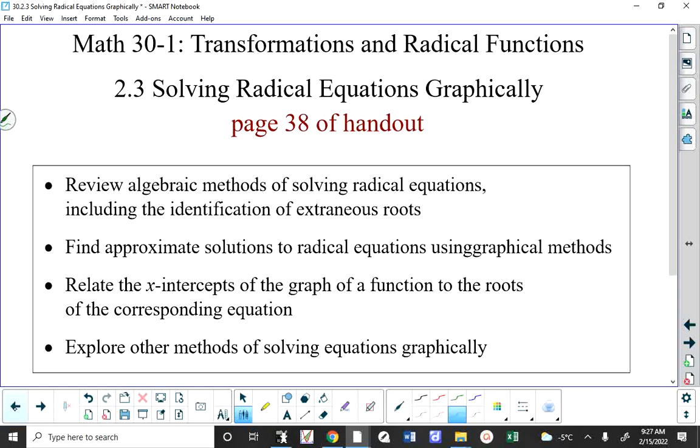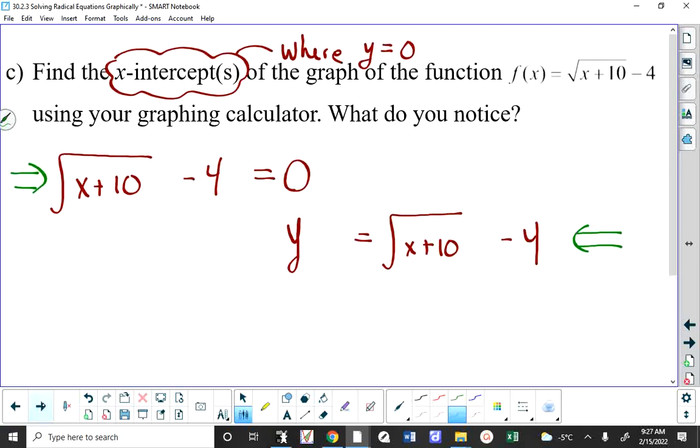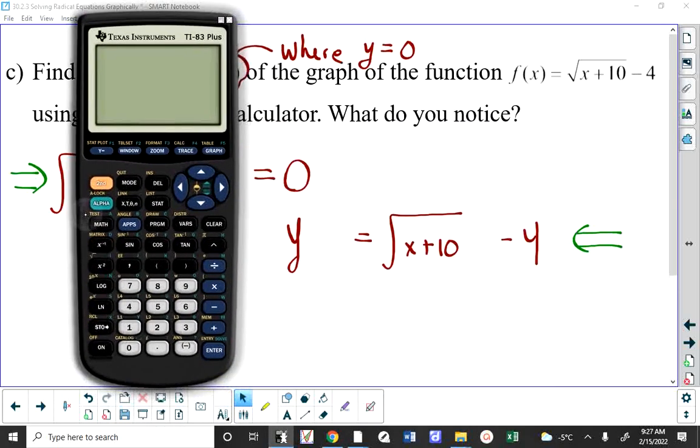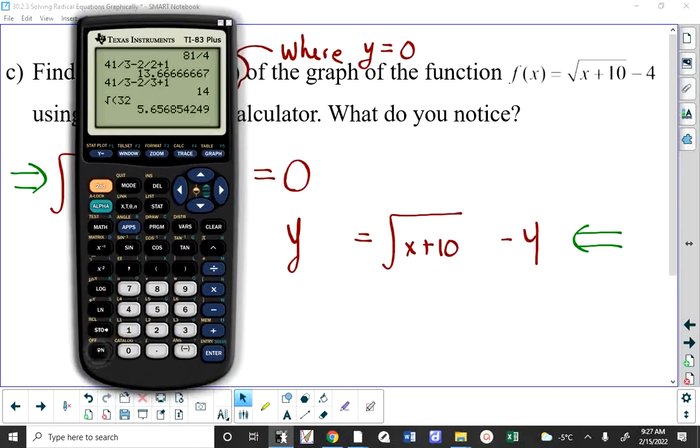This third bullet is simply saying if you zero any equation in the universe and find the x-intercepts graphically, you will be finding the solutions to that equation. I'll talk a little bit more about that in a bit. So on our graphing calculator, just a little bit of procedure here. How do we find x-intercepts on the graphing calculator?